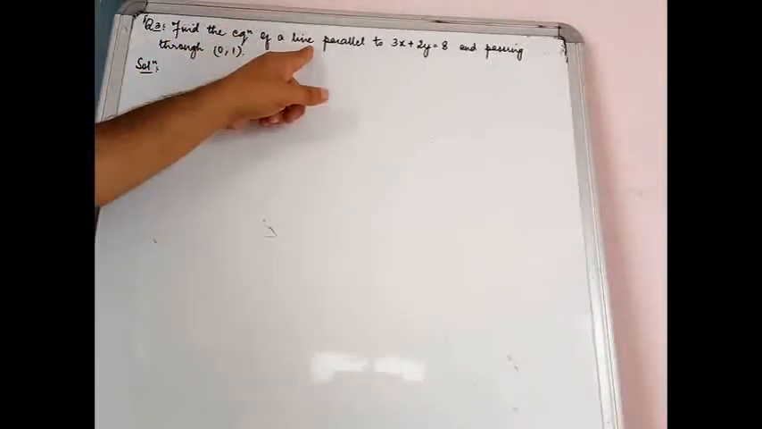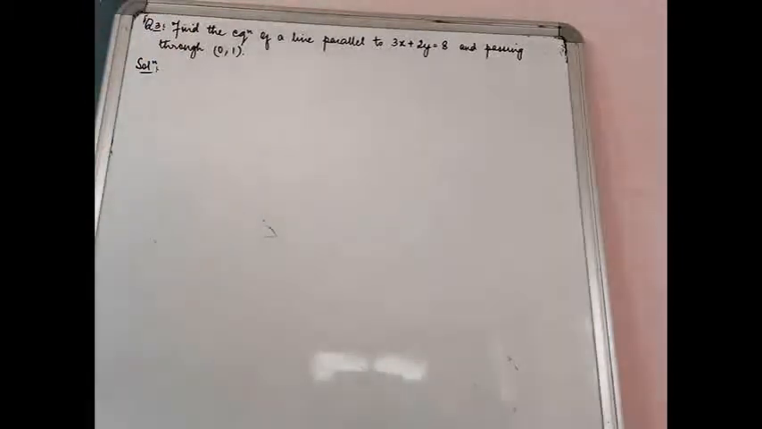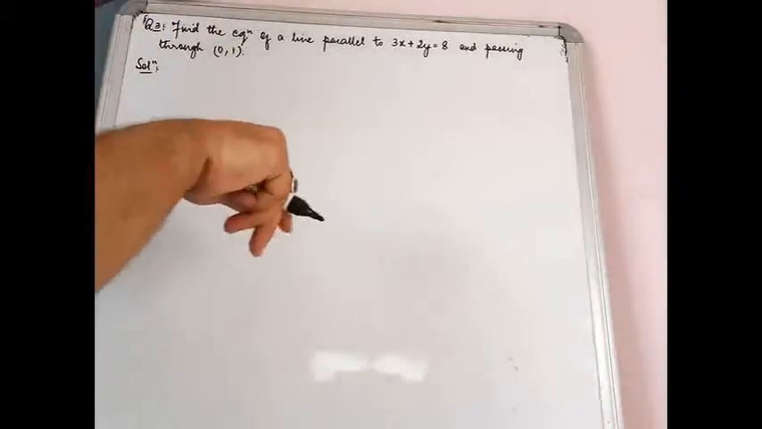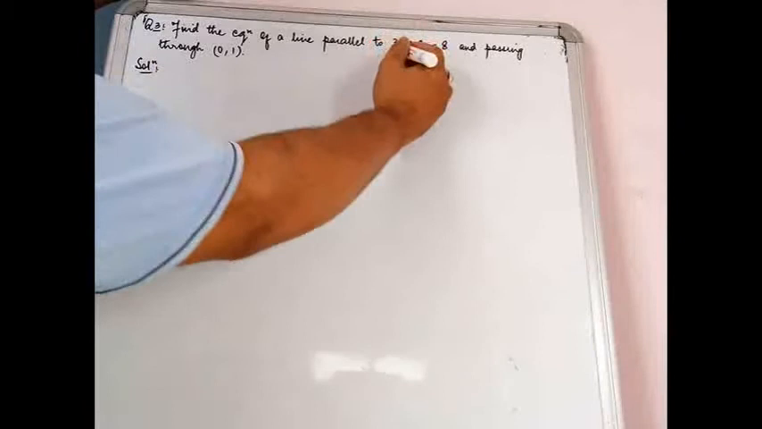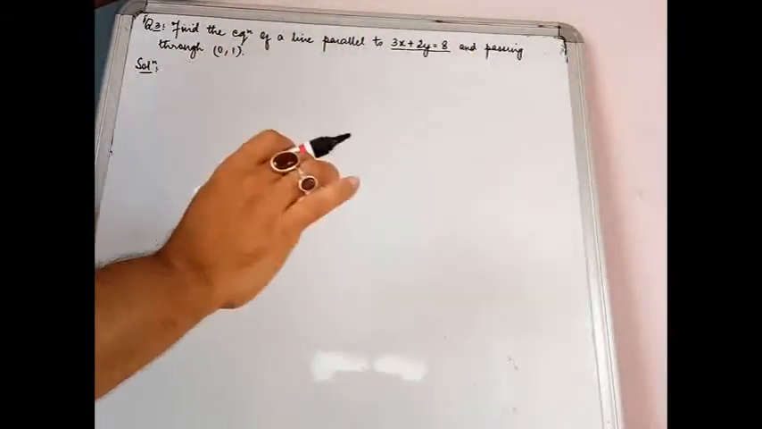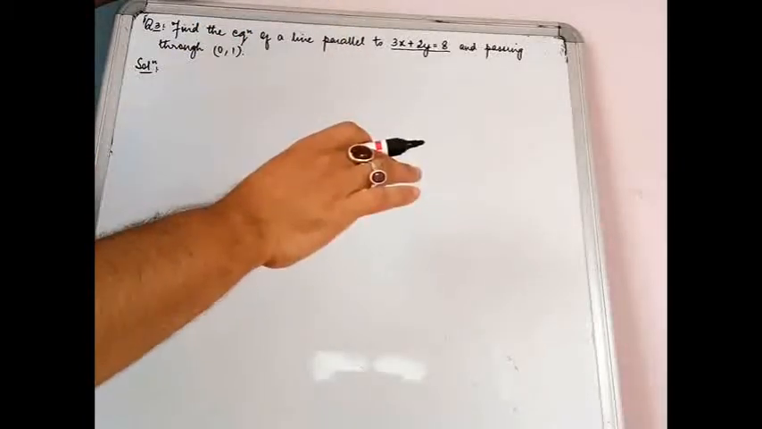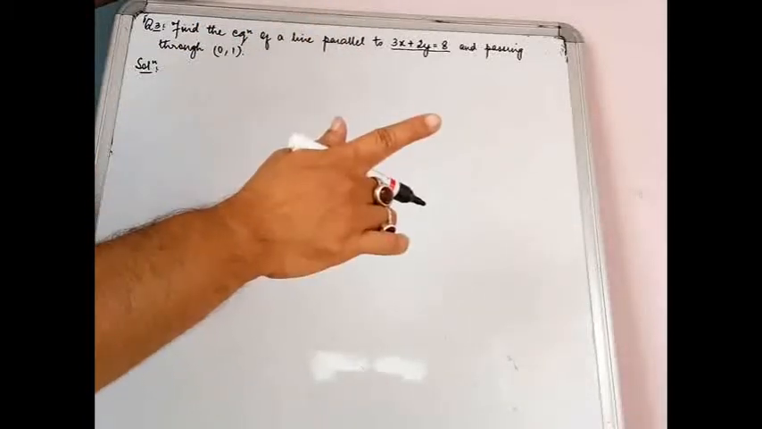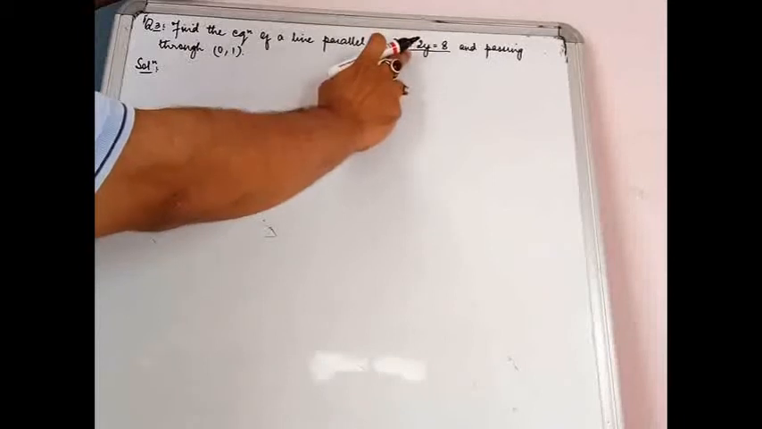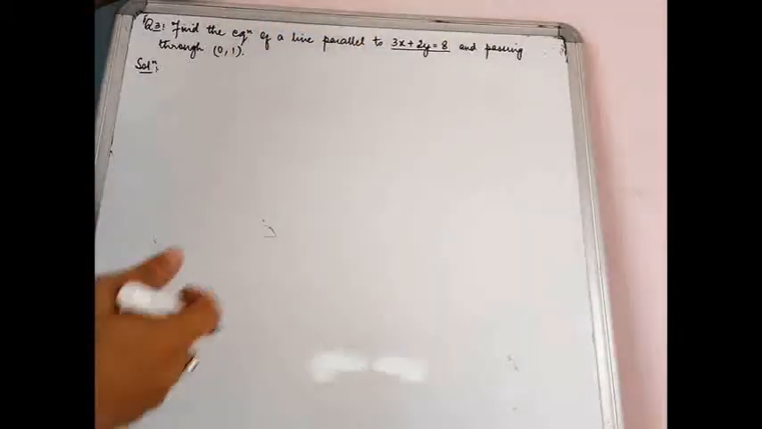Find the equation of a line parallel to this line. Okay, so that's the first information that we have. Our line is parallel to this line. Which line? This line. Okay, so that means immediately what comes to our mind is, whenever 2 lines are parallel, their slopes will be equal. So whatever is the slope of this line will be the slope of our line also.